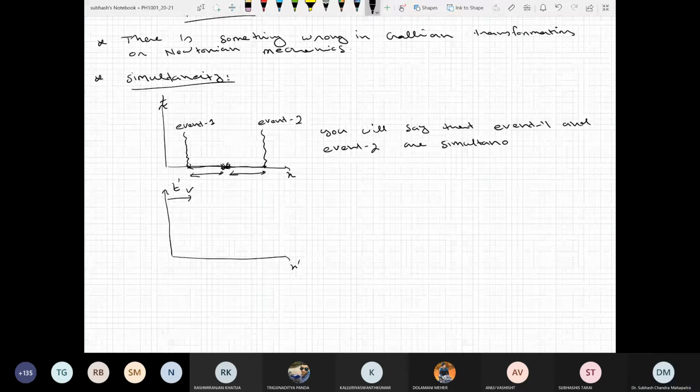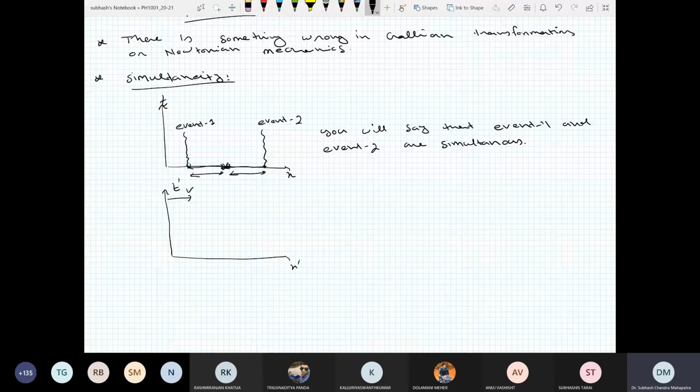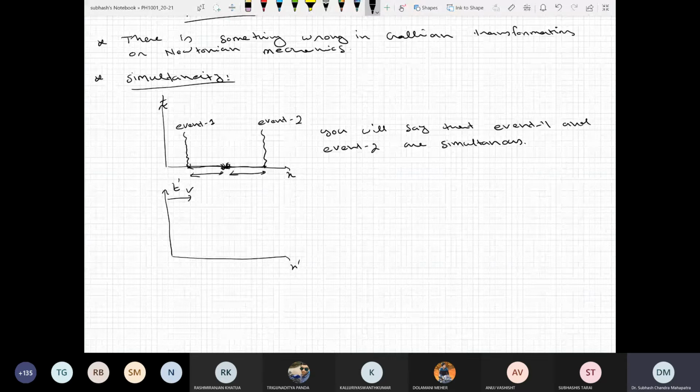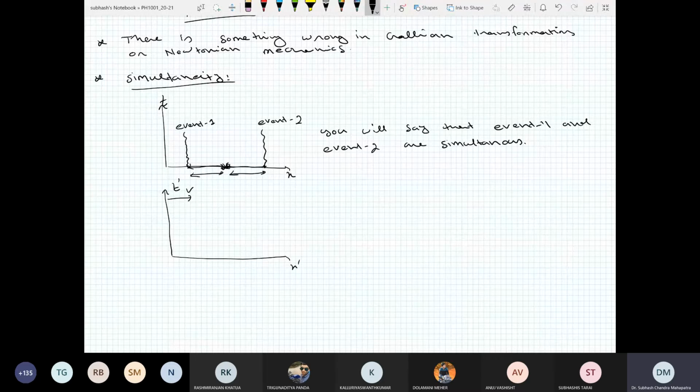Why? Because the signal from event 1 and the signal from event 2 reached you at the same time. And you happen to know that they are at the same distance. You position yourself such that these two lightning events happen at the same distance from you. And if the signals from these two events reach you at the same time, you will say, yes, event 1 and event 2 are simultaneous. They happened at the same time.